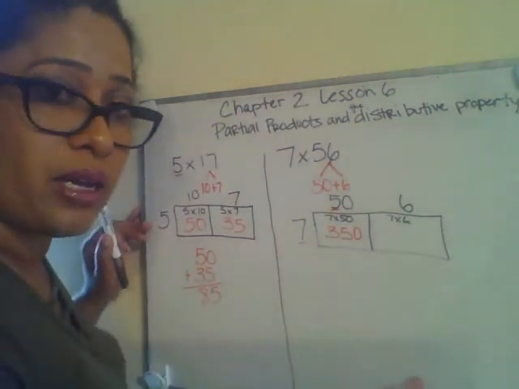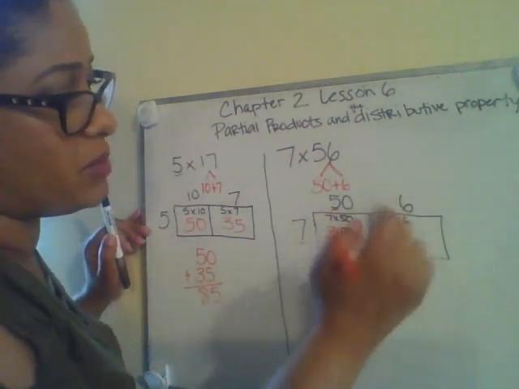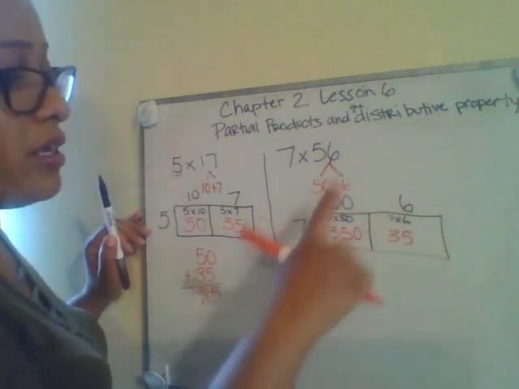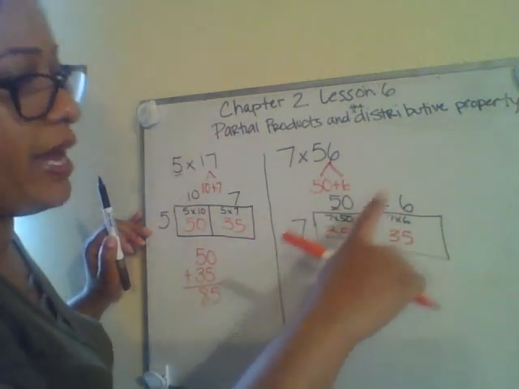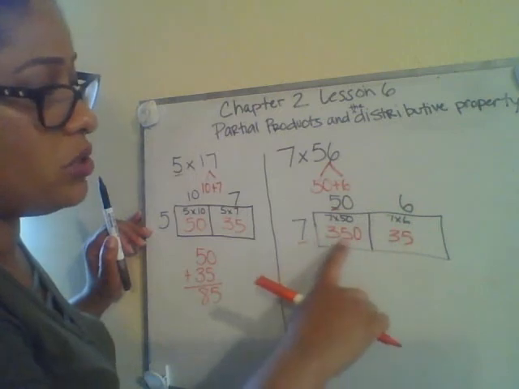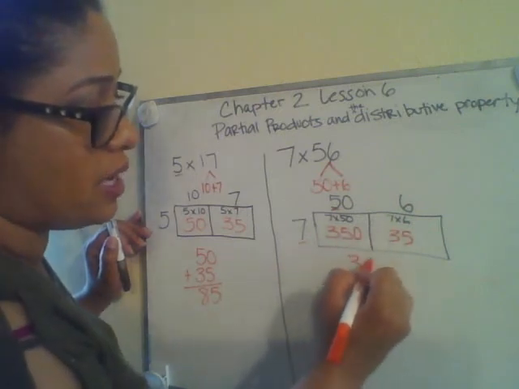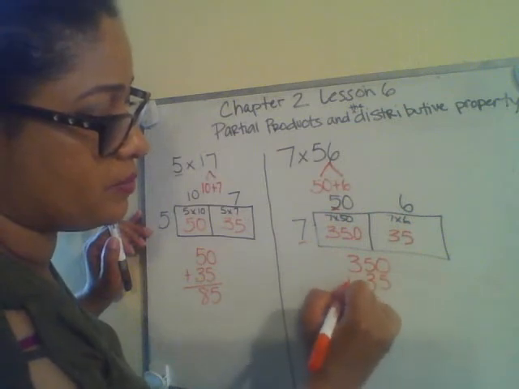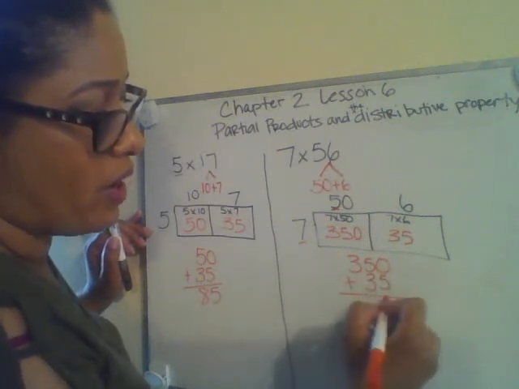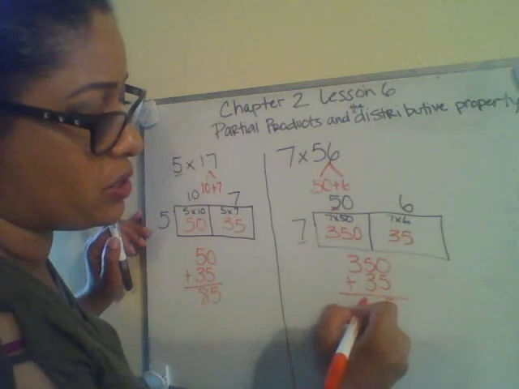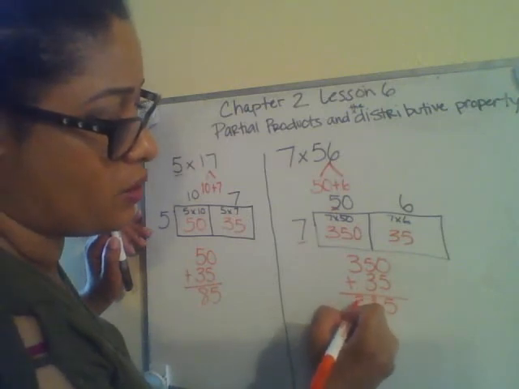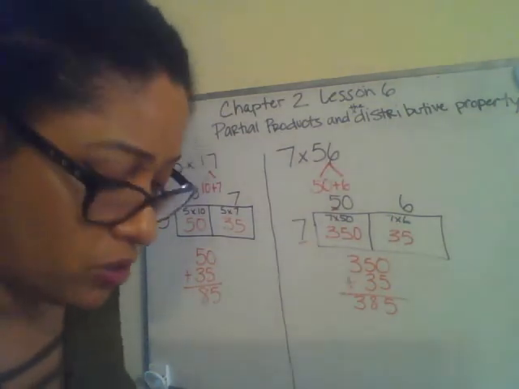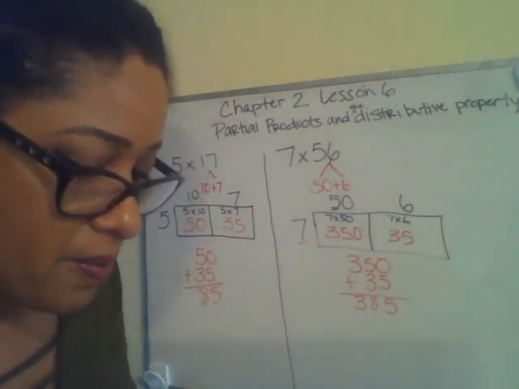But if you don't need the reminder, then you can just go ahead and multiply. 7 times 6 is 42. Once you have the product for 7 times 50 and 7 times 6, you take those products and you add them together. 0 and 2 is 2. 5 plus 4 is 9. Then you bring down your 3. So 7 times 56 is 392.